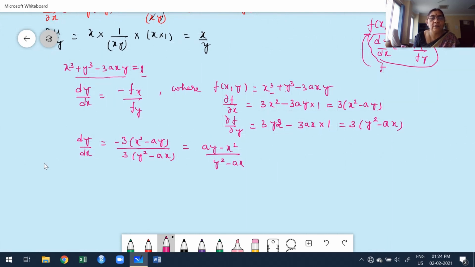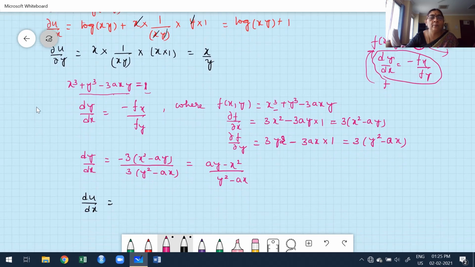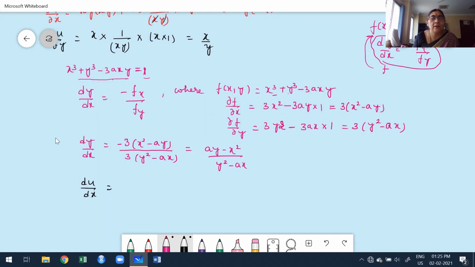Therefore, du by dx is nothing but, from the total derivative definition, dou u by dou x plus dou u by dou y into dy by dx. What is my dou u by dou x? Just a few minutes before we found it: 1 plus log of xy, or log of xy plus 1, both must be the same. Plus dou u by dou y, which is x by y, into dy by dx. What is dy by dx? Ay minus x square divided by y square minus ax.